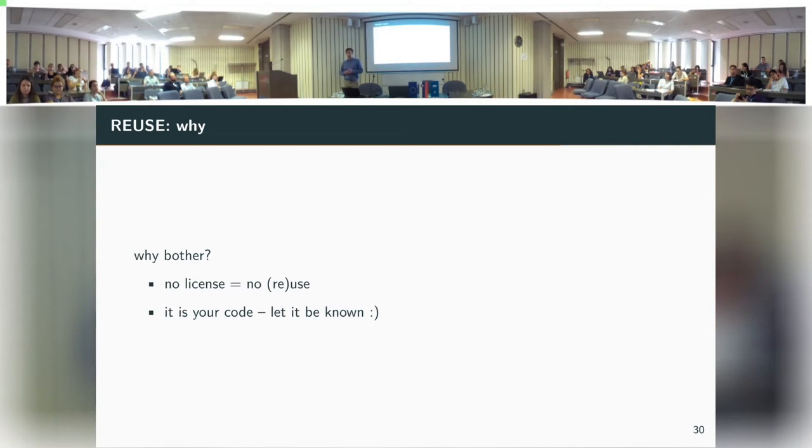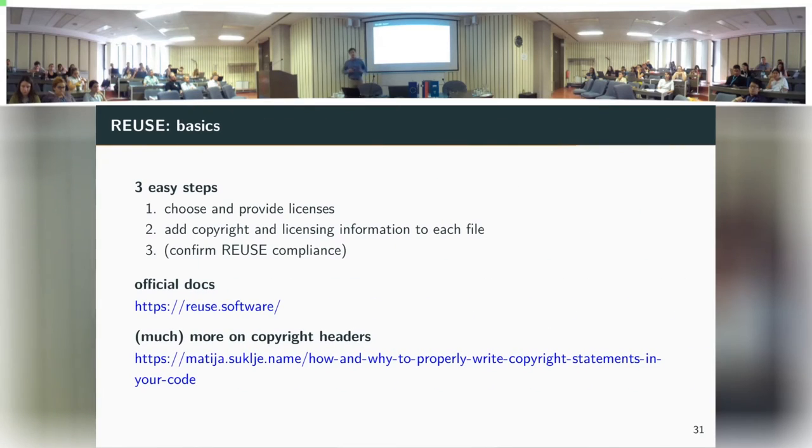So, luckily, there are some best practices out there. It's not a standard per se, but it's used by tens of thousands of packages and repositories out there, including the Linux kernel, and it's called reuse.software. It's super simple. It basically has three requirements, so three steps. Step one is choose a license and provide the license text. Step two is add copyright and licensing information to every file, and here's the important part, in every file in the repository.